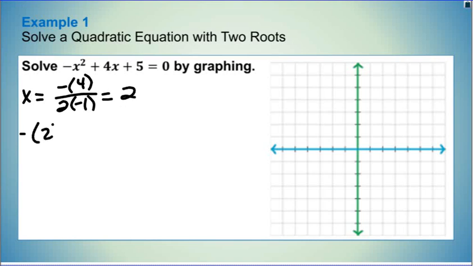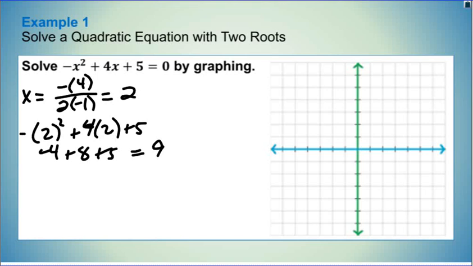And if I plug that into my equation to find my y, this gives us -4 plus 8 plus 5, which should give us 9. Now to graph this, I'm just going to extend this a little bit higher up. So we got 1, 2, 3, 4, 5, 6, 7. This would be 8, and here is 9. I'm going to count by ones. So my vertex is at 2, 9. So 2, 9 would be up here. This does open downward because I have a negative here.